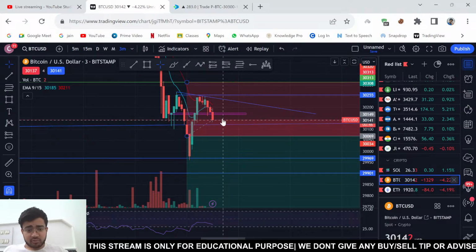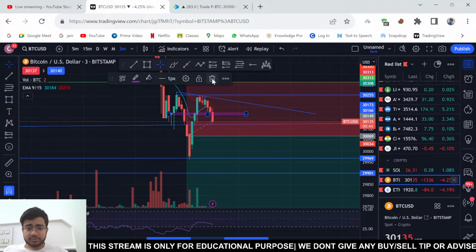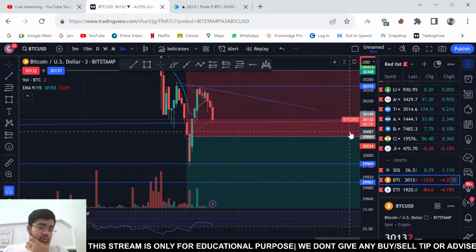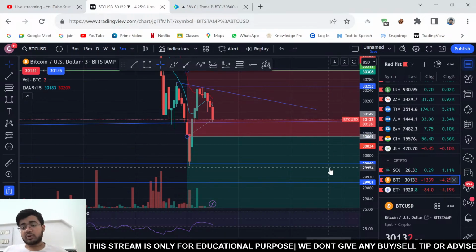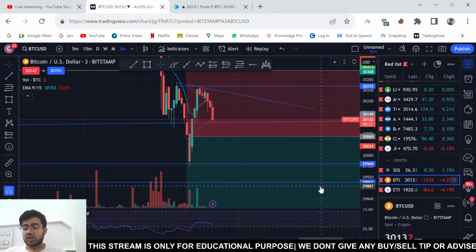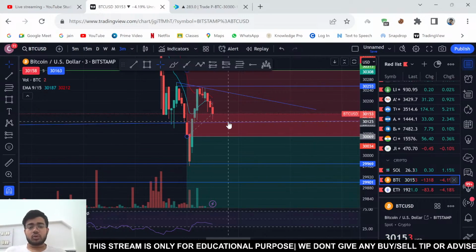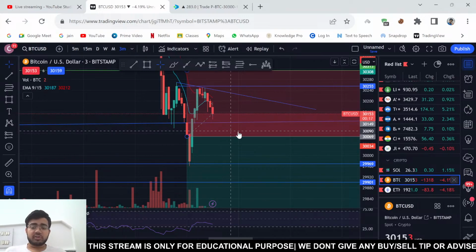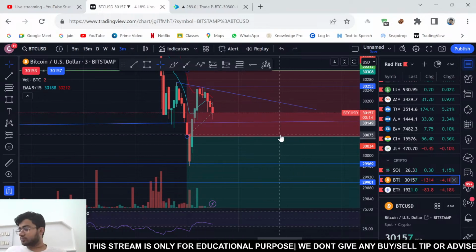If it takes a rejection from this level, guys, do exit. If you're a good trader, do exit. Respect what I'm saying. Because in the long run, if you want to make money, you have to respect what I am saying, because I only respect the price action. And if you respect me, you're directly respecting the price action. Somewhat it is taking a rejection from this level. Let's just wait.